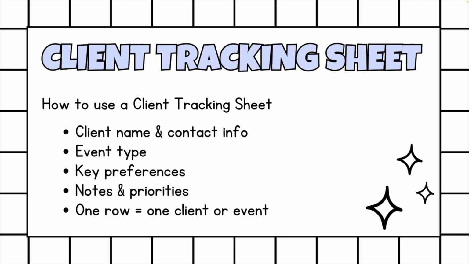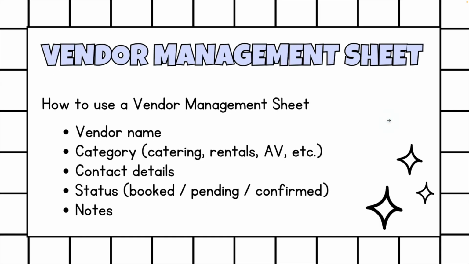So this sheet ultimately, think of it as the roadmap to exceptional client management. Now is the vendor management sheet. A couple things here. One, it's crucial to capture the vendor's name and category, whether they're handling catering, rentals, or AV, right? Typical stuff. This is going to help in your organization and streamlining your ultimate communications with them, right?